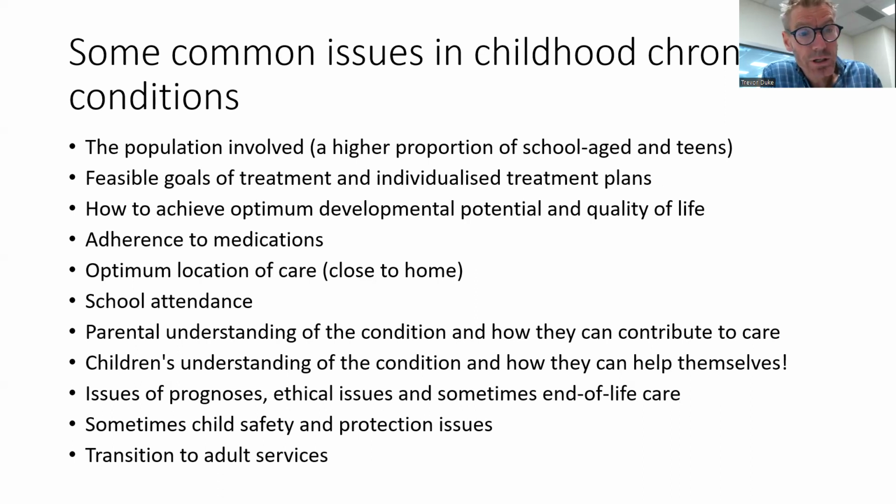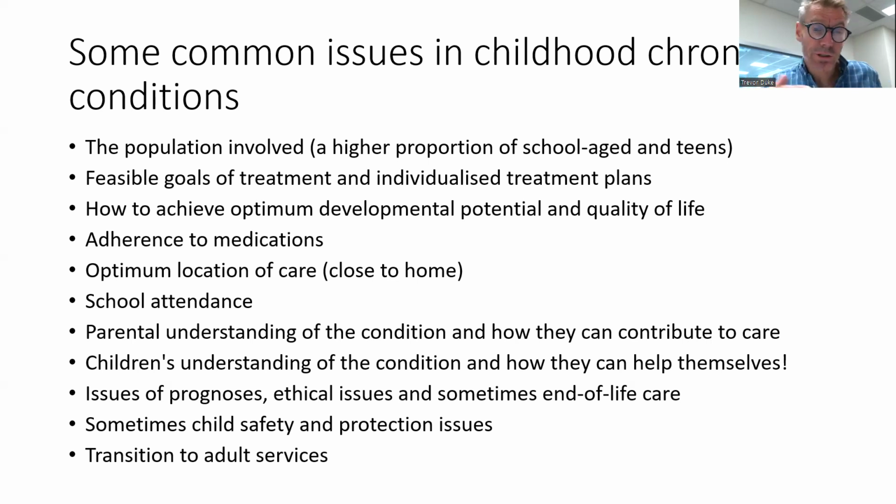There's often a question about how to achieve optimum development potentials and quality of life. These are really important aspects of managing children who've got chronic diseases, is to try to improve their quality of life and their development potential. That means many children with chronic diseases may not have a normal development potential, but they have an optimum development potential. They often can develop a lot more than what they are.